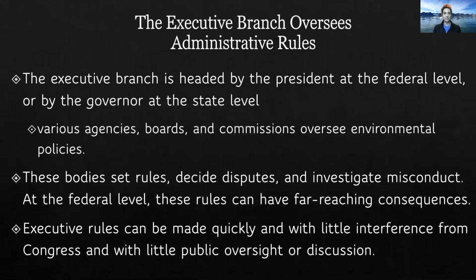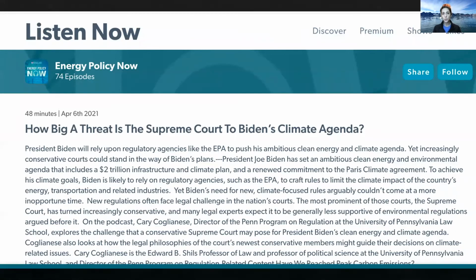So this is just the executive branch. But as you can imagine, there are interconnected pieces and interactions between the different branches that can maybe be at odds with the goals of the current administration. And so there is a link to a podcast called the Energy Policy Now podcast that was released on April 6th, 2021. And they point to the new composition of the Supreme Court and how that conservative supermajority might stand in the way of some of the climate action that the new Biden administration might have in store.